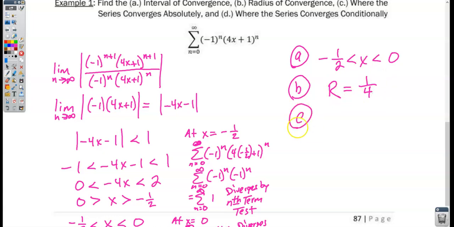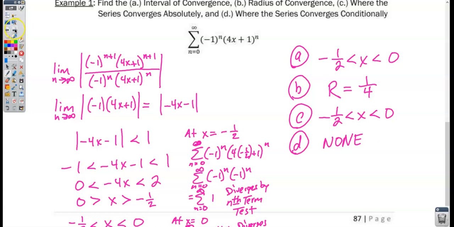Where does the series converge absolutely? It converges absolutely everywhere in the interior of this interval. The only places it could potentially converge conditionally would be at one of the endpoints, but we found that it diverges at both of the endpoints, and therefore there are no places where this series converges conditionally.